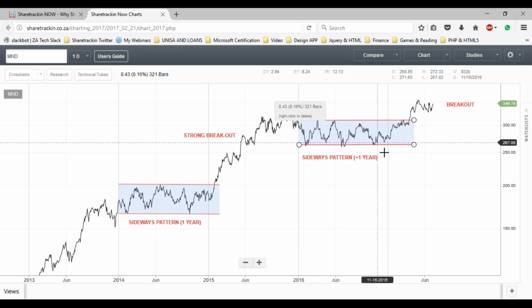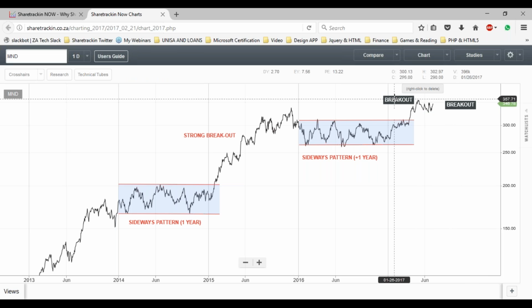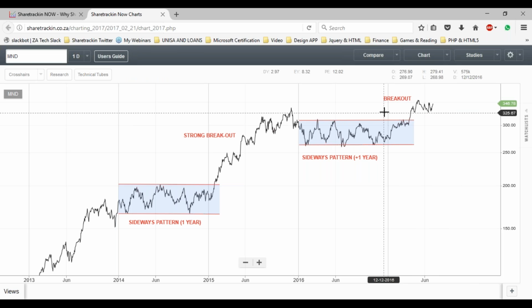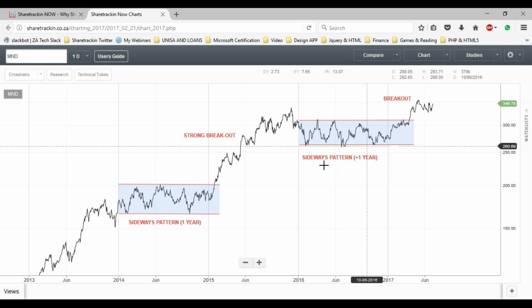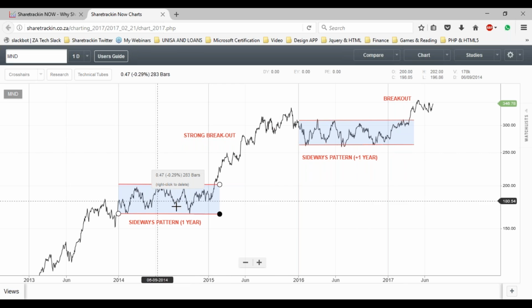It moved in a sideways pattern. It broke above that resistance level, and the breakout is basically occurring now, so I'm expecting share prices to continue to make new highs. Now, if you did watch Mondi share prices, you would have caught onto this, and you would have noticed that this sideways pattern was the same sort of sideways pattern that emerged from the stock in 2014. Once again, very good example of why it's so important to watch the history of the chart, because the history normally tends to repeat itself within a particular stock.